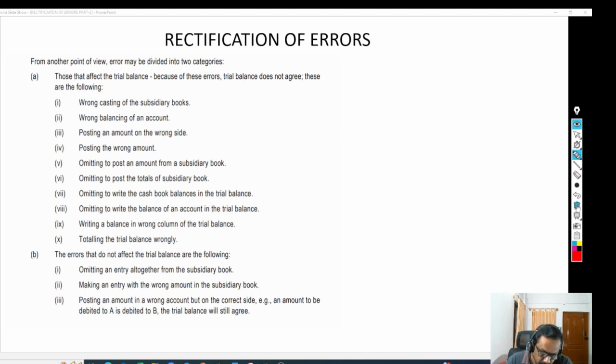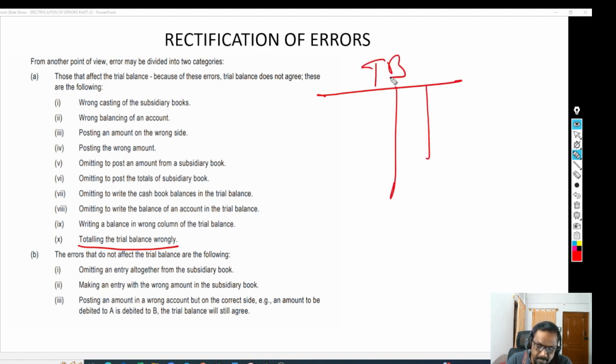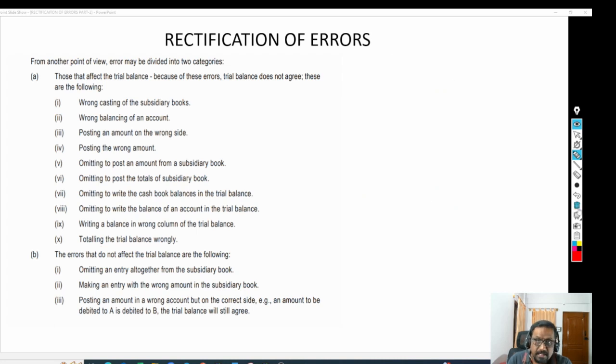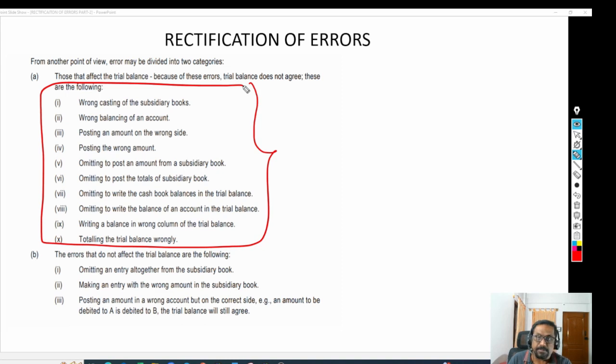Next one, totaling the trial balance wrongly. When I prepare the trial balance, when I total the debit amount and credit amount, there is a totaling mistake I did. See, I totaled this as 10,000, this I totaled as 12,000. So there is a total mistake. So because of the totaling mistake also, your trial balance will not tally. Are you getting my point? So what are all the possible errors we can commit? Those 10 possible errors have been important. 10 possible errors have been explained here, and each and every case I explained with an example to you.